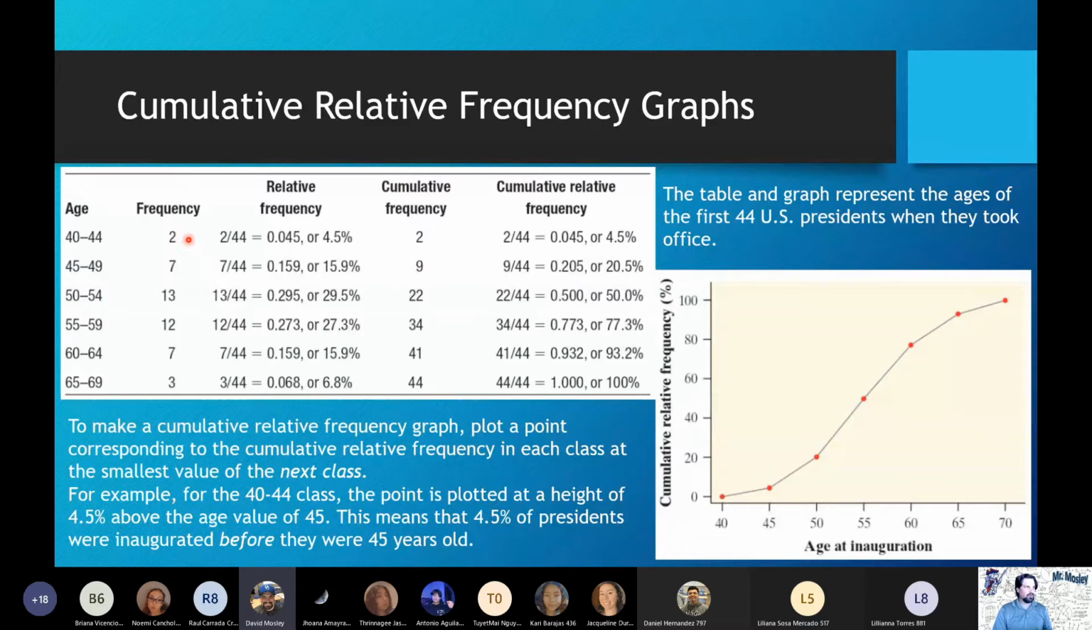Cumulative. Everything that came before this class gets added into the cumulative frequency. Okay, so we have 2 plus 7, 9. The next one is achieved by saying, okay, well, we're at 9. We add the new 13 from the next class, get 22. 22 plus 12 is 34. 34 plus 7 is 41. 41 plus 3 is 44.